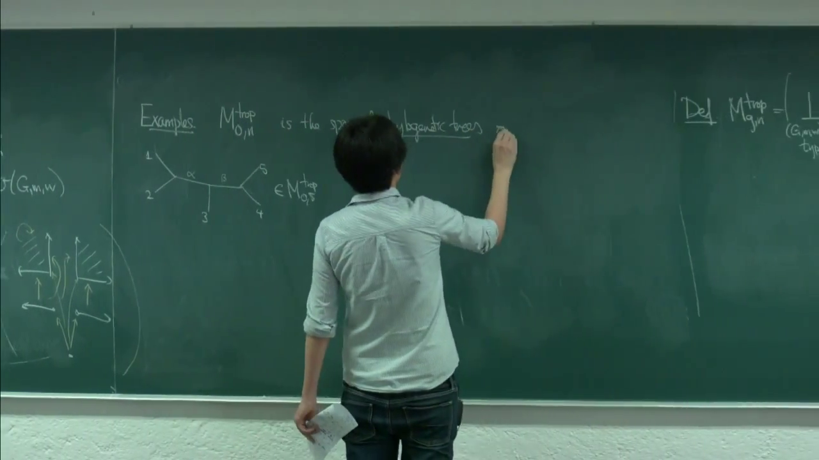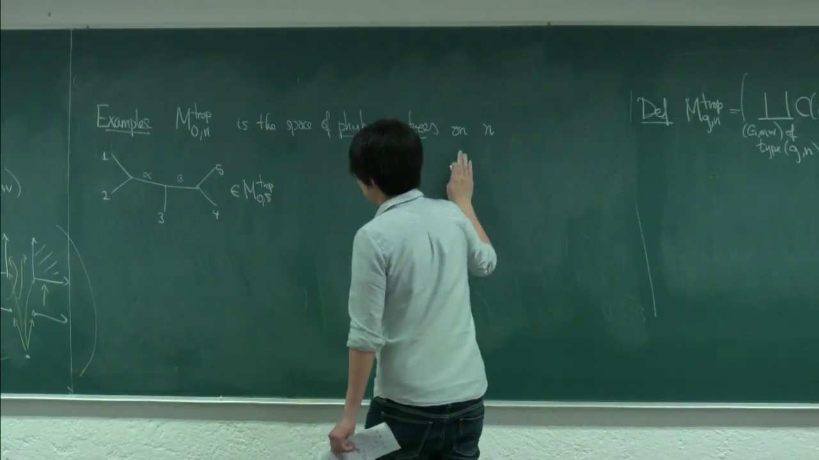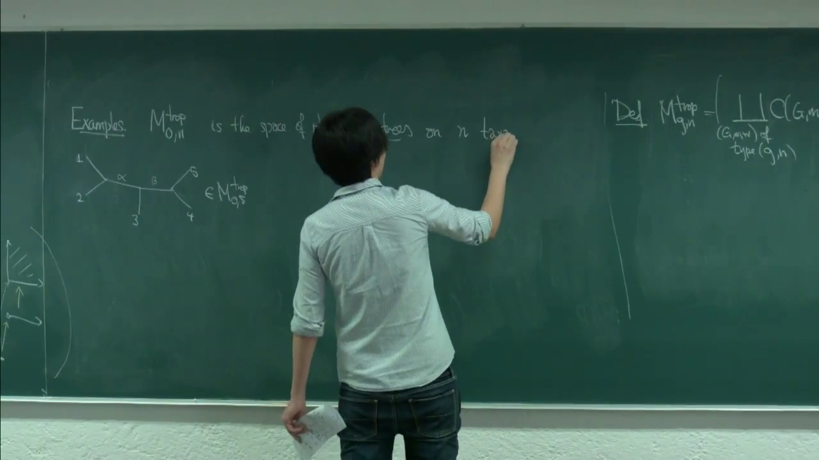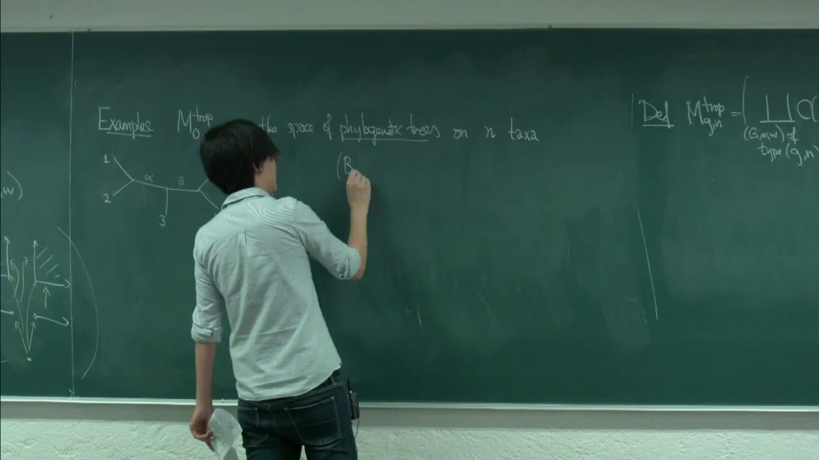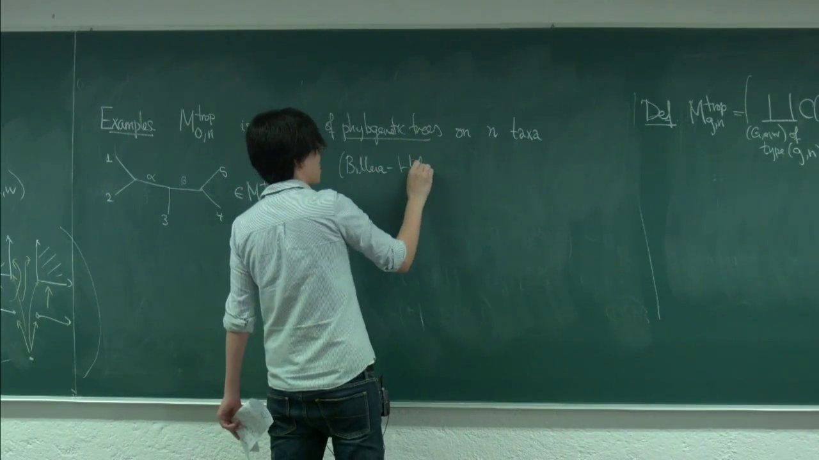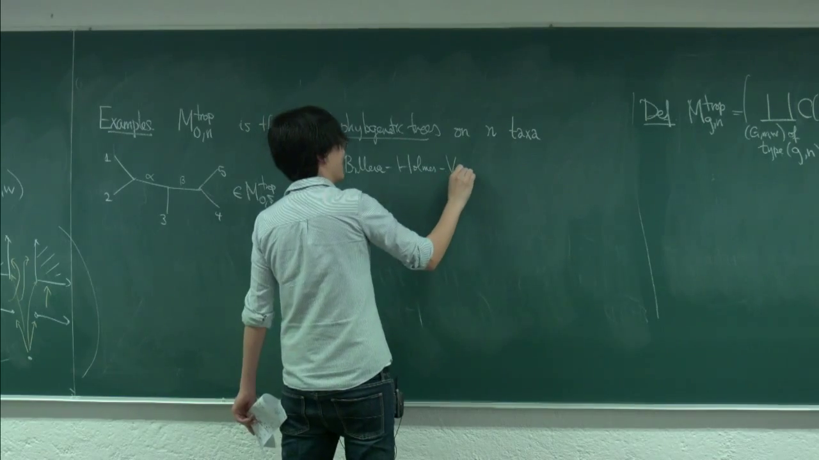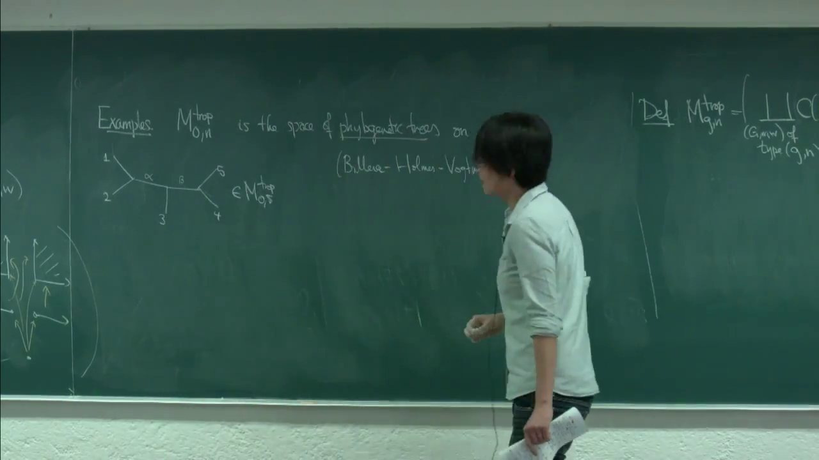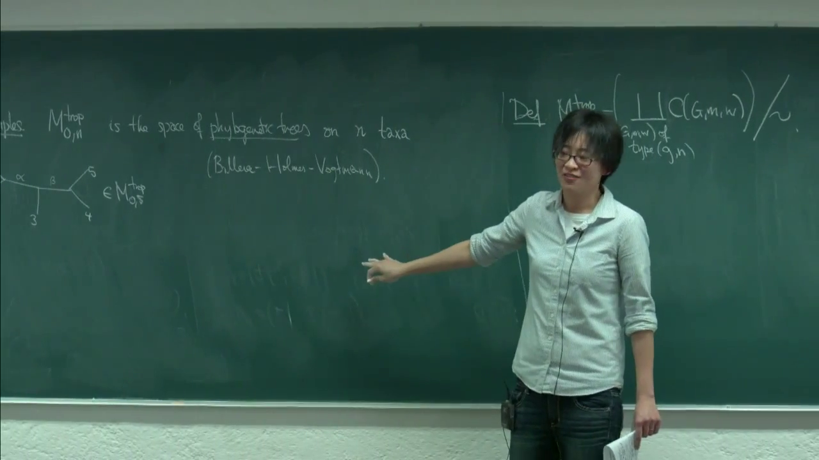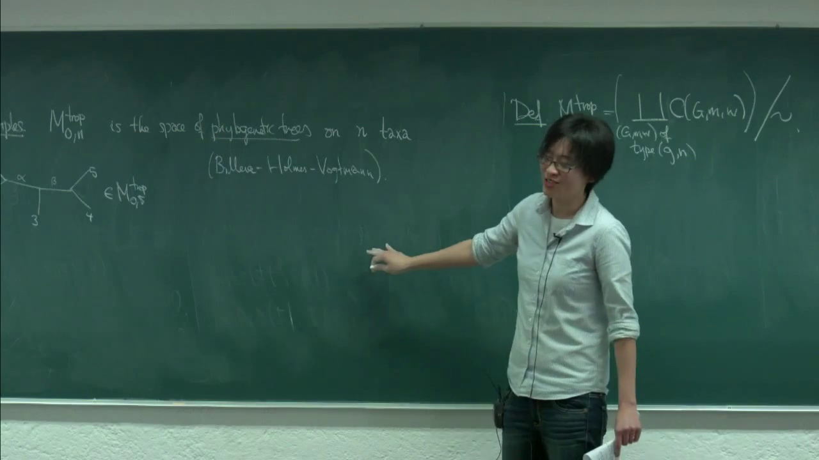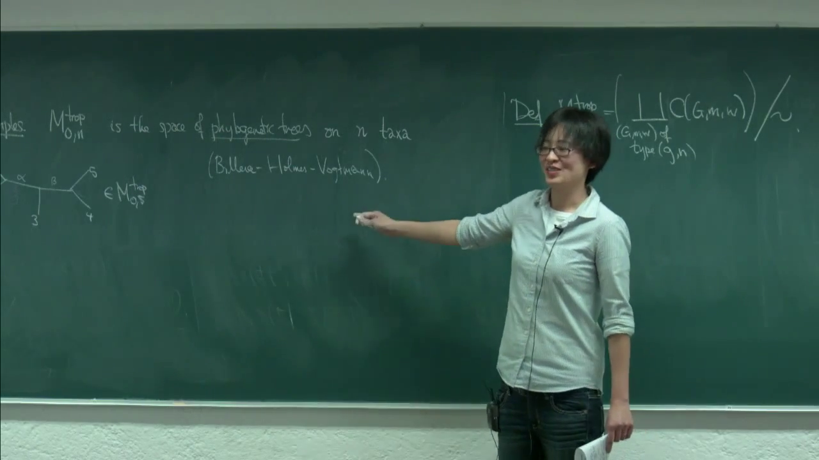On n, there's a slight convention change, but let me just say for the moment n taxa. And this is a space already constructed by Billera, Holmes, and Vogtmann. Okay, I'm just telling you this stuff for culture. I know it's not algebro-geometrically motivated quite so much, but this is good to know.